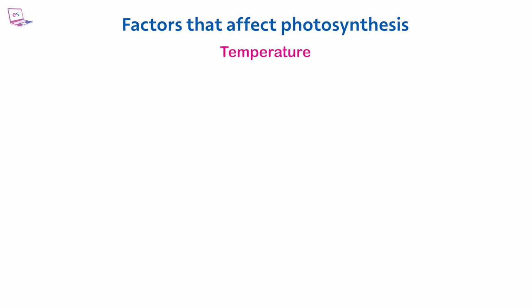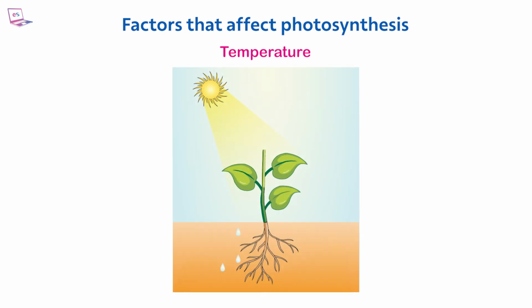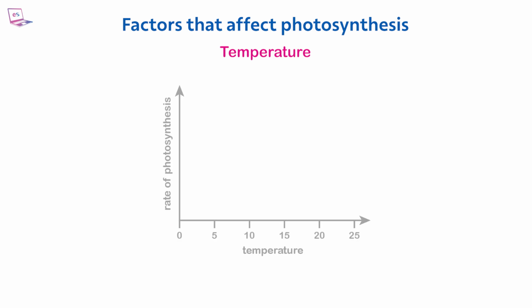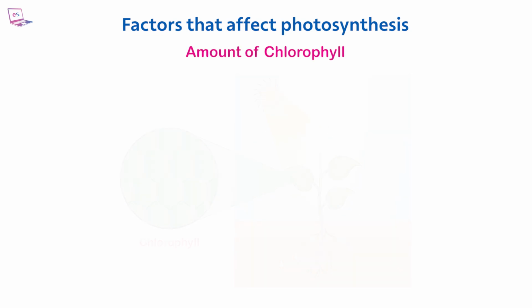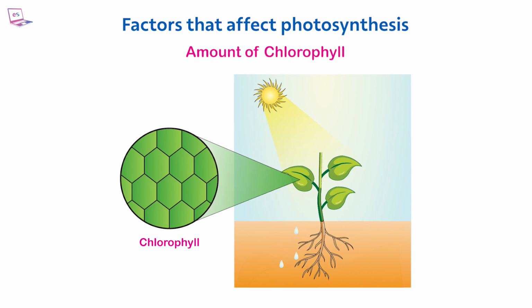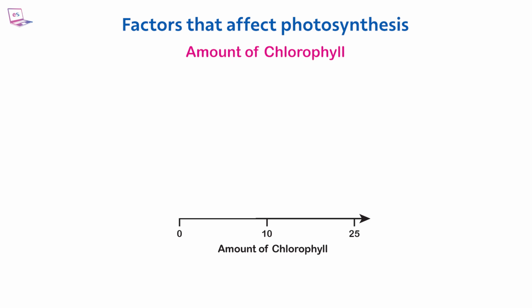Temperature. During photosynthesis, enzymes control the chemical reactions that combine carbon dioxide and water to create glucose. At low temperatures, the number of molecular collisions between enzymes and substrates limits the rate of photosynthesis. At high temperatures, enzymes become denatured. Amount of chlorophyll. Less chlorophyll in the plant's leaves will reduce the rate of photosynthesis. If the chlorophyll is more, it increases the rate of photosynthesis.